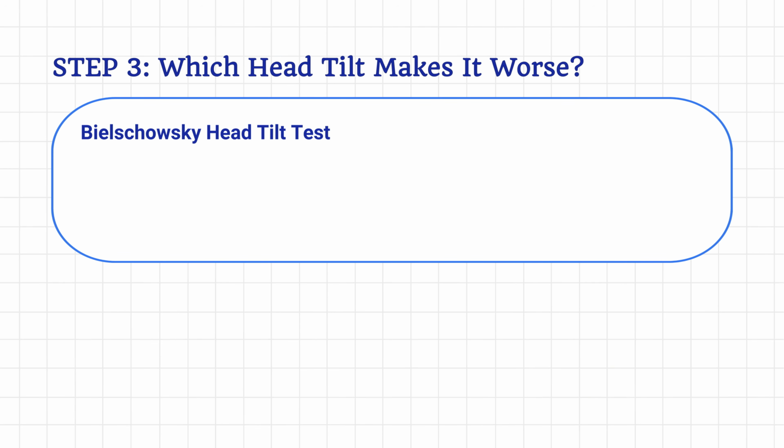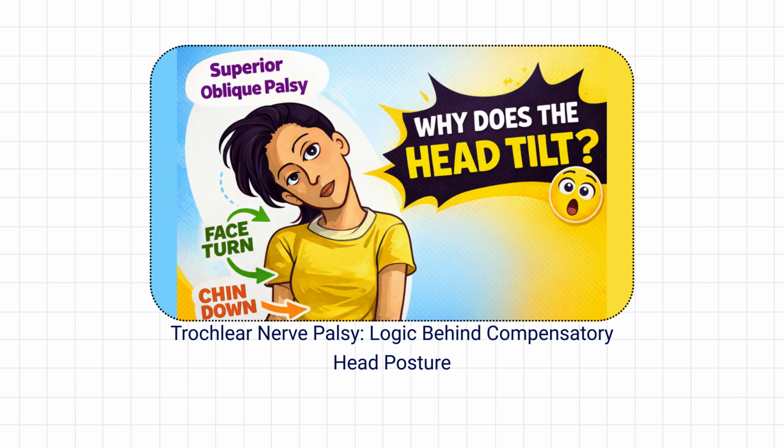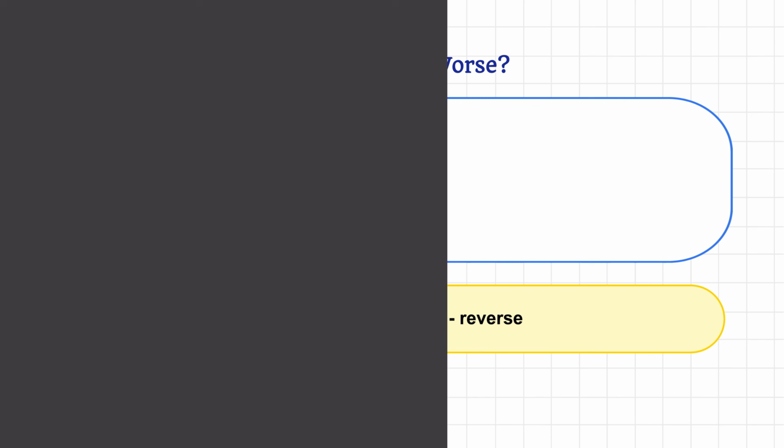Which head tilt makes the hypertropia worse? This step is also known as the Bielschowsky Head Tilt Test. Before we go further, just a quick note, we already have videos on the logic behind the head tilt and the trochlear nerve anatomy. In those videos, I explain exactly why the Bielschowsky head tilt phenomenon occurs and why the patient adopts a specific compensatory head posture. If you want a deeper understanding, you can definitely check those out. The link will be in the description box. But for now, let's come back to our step number 3.